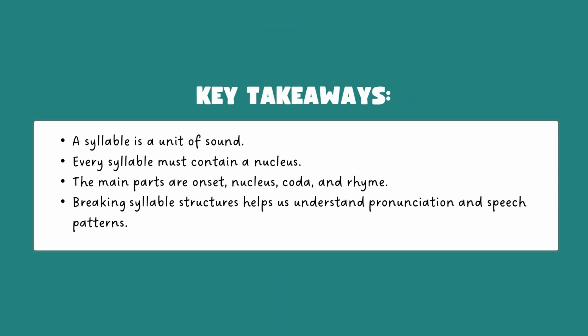Now, to summarize today's discussion, a syllable is a unit of sound. Every syllable must contain a nucleus or vowel sound. The main parts are onset, nucleus, coda, and rhyme. Understanding syllable structure helps us improve pronunciation, reading, speaking, and understanding speech patterns. So the next time you hear a word, try breaking it into beats and identify its parts.